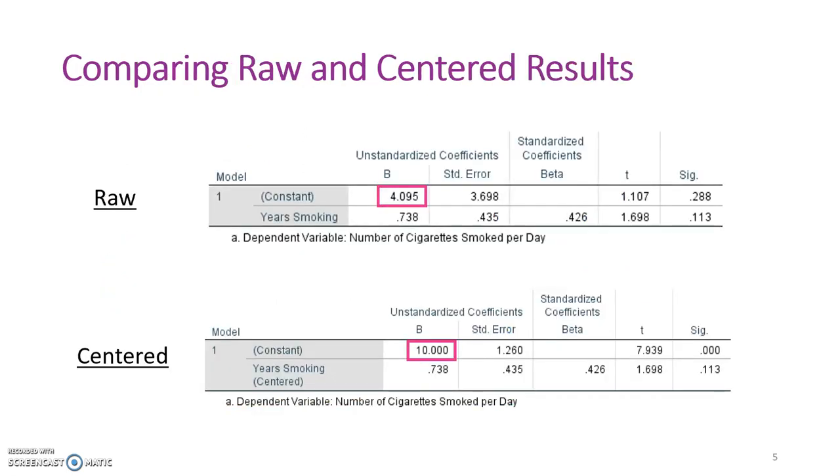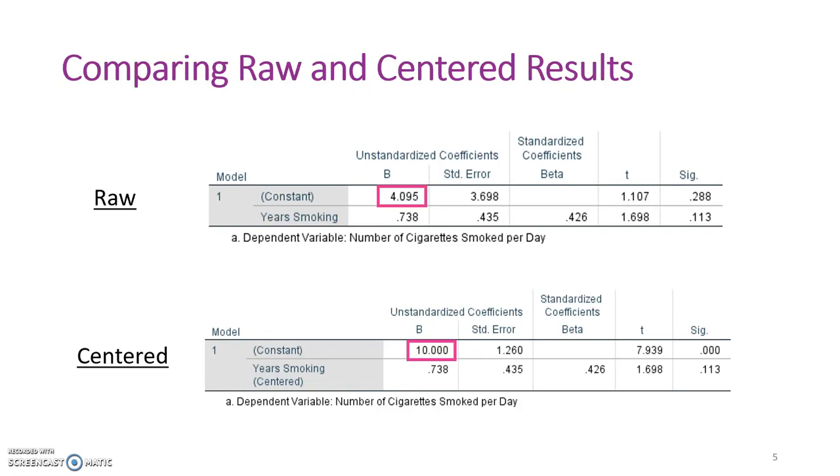We can compare the results as well from using a raw predictor and a centered predictor. If we look at the results, the only real difference of note is how the intercept coefficient changes. So this is important. Originally, in the results using the raw predictor, we had an intercept of 4.095. And the way that we interpreted this was to say that a person with 0 years of smoking would smoke 4.095 cigarettes per day. And this is a nonsensical estimate.